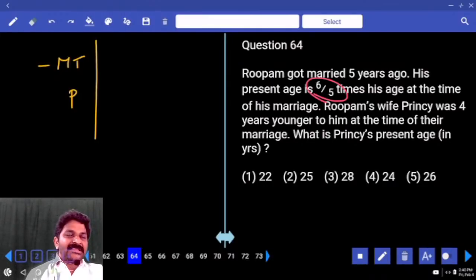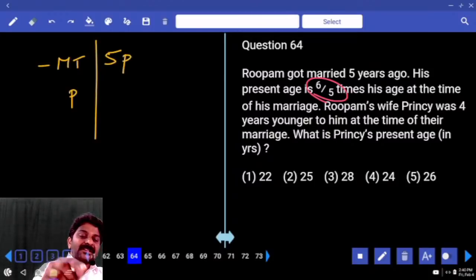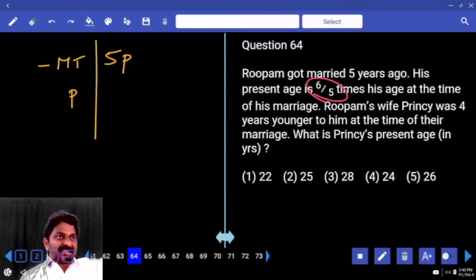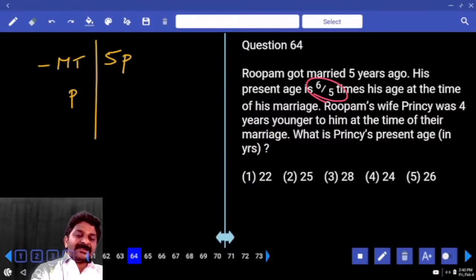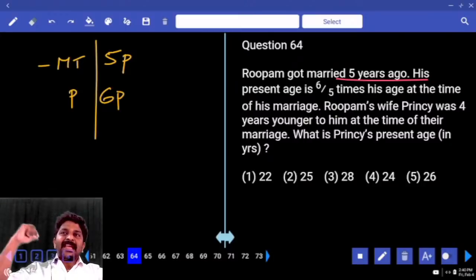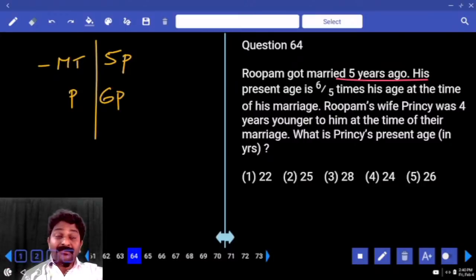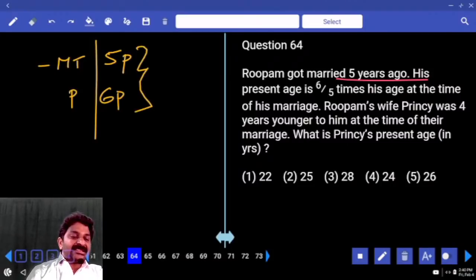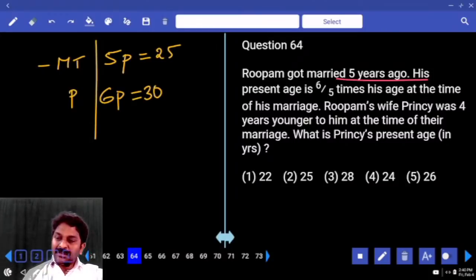What is the denominator? So you must start with 5 parts. Is past time 5 parts or present time 5 parts? Past time is 5 parts. Then present time is 6 by 5 times 5 parts, which is 6 parts. How many years back did he get married? Then the difference between marriage time and present age must be 1 part, which is 5 years. In terms of parts, 5 parts is 25, so the present age is 30. Next, continue.